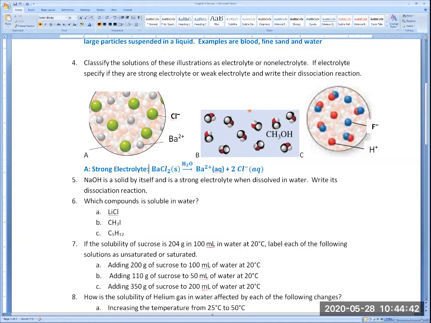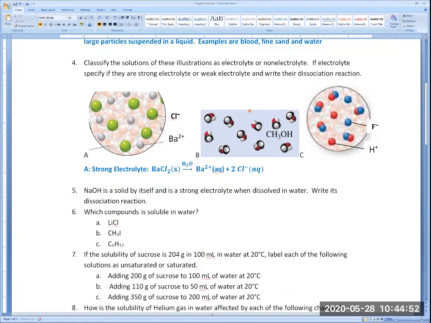Its dissociation reaction shows a single arrow to the right. That shows that it becomes only ions. So that's a strong electrolyte. Now let's look at illustration B here.